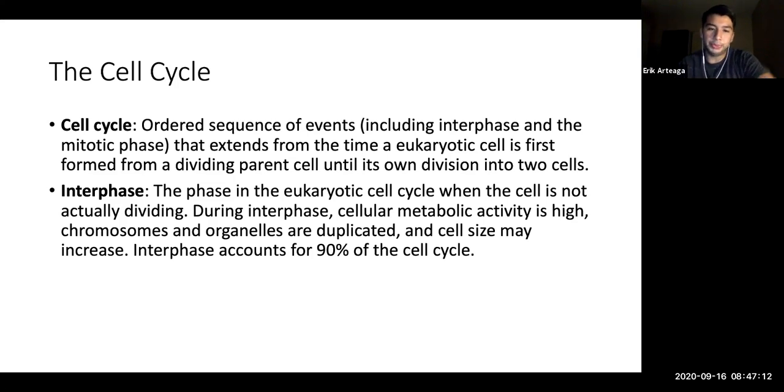All right, so the cell cycle is an ordered sequence of events, including interphase and the mitotic phase, that extends from the time a eukaryotic cell is first formed from a dividing parent cell until its own division into two cells. Interphase is the phase in the eukaryotic cell when the cell is not actually dividing. During interphase, cellular metabolic activity is high, chromosomes and organelles are duplicated, and the cell size may increase. Interphase accounts for 90% of the cell cycle.